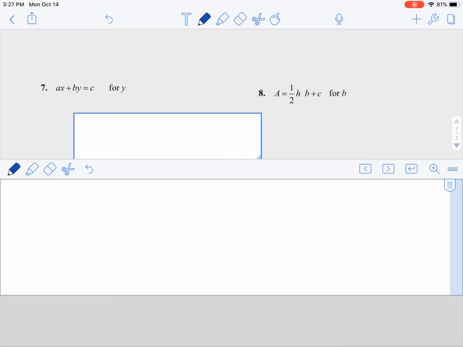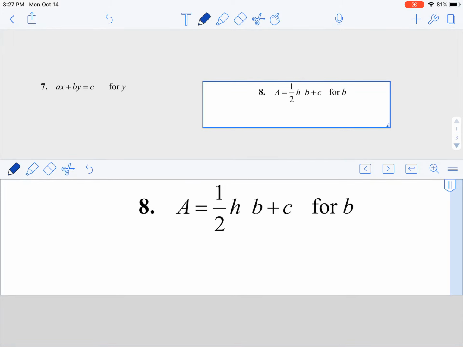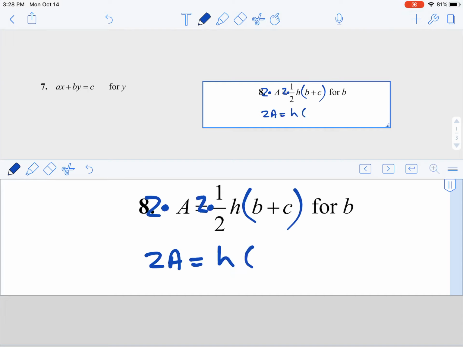Let's see, another good one to do. Let's find this one over here. So for this one, it's 1/2 h times (b plus c), solving for b. So let's make it a little more complicated. Let's get rid of the 1/2 first. To get rid of a fraction, you can use a reciprocal, or we could divide by 1/2. I'm going to use times 2 on both sides to make it a little bit easier. So 2a would equal h times (b plus c).